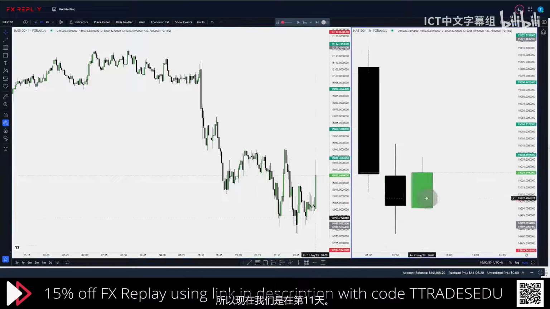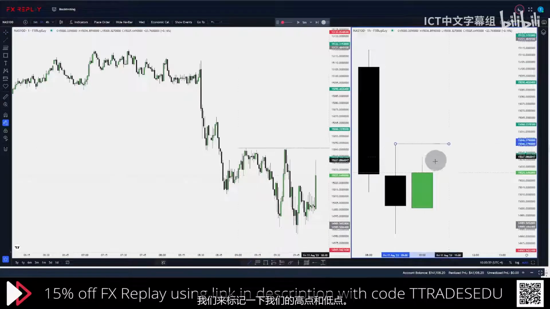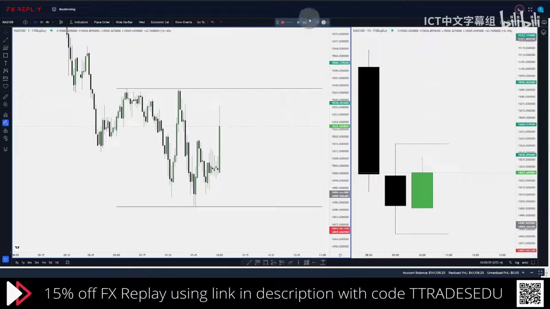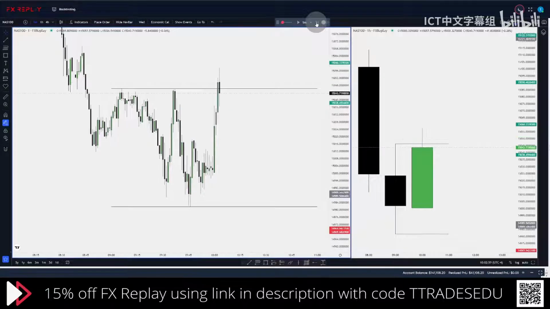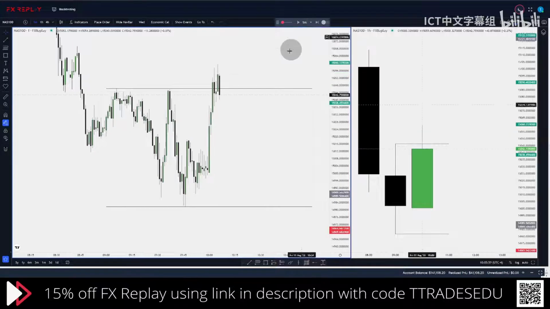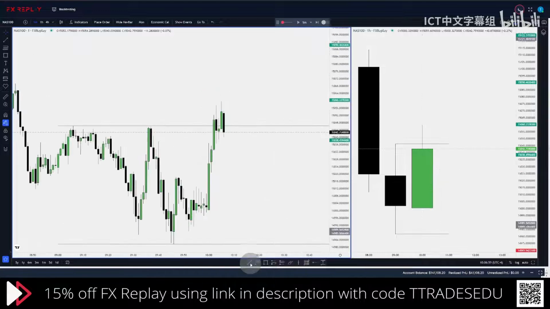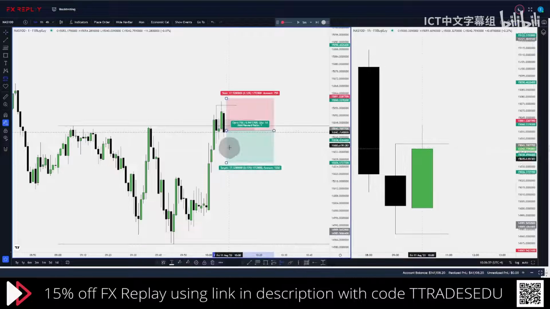So here we are on the 11th. Let's mark out our high and our low. And let's see what happens here. Okay, out. There's a sweep. Now we close below the body of this. So could take an entry on the breaker here. We'll give it a go.